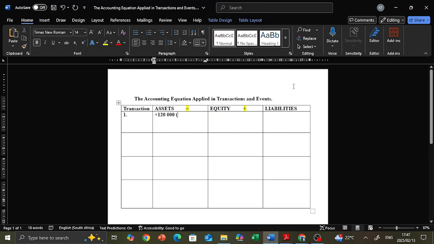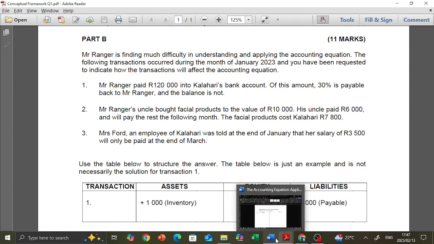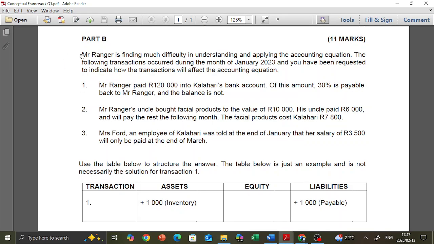Right? 120,000. So, guys, let me make something very clear. I think this might be confusing people. What is the entity called? Kalahari. So the reason why I am emphasizing this is because this question starts by talking about Mr. Ranger. So I don't want you guys to think this is from Mr. Ranger's bank account. It's not. Mr. Ranger is the owner of Kalahari, right? So the entity, you see when I was teaching you guys reporting period, reporting date, reporting entity, the reporting entity is Kalahari, okay? Not Mr. Ranger.